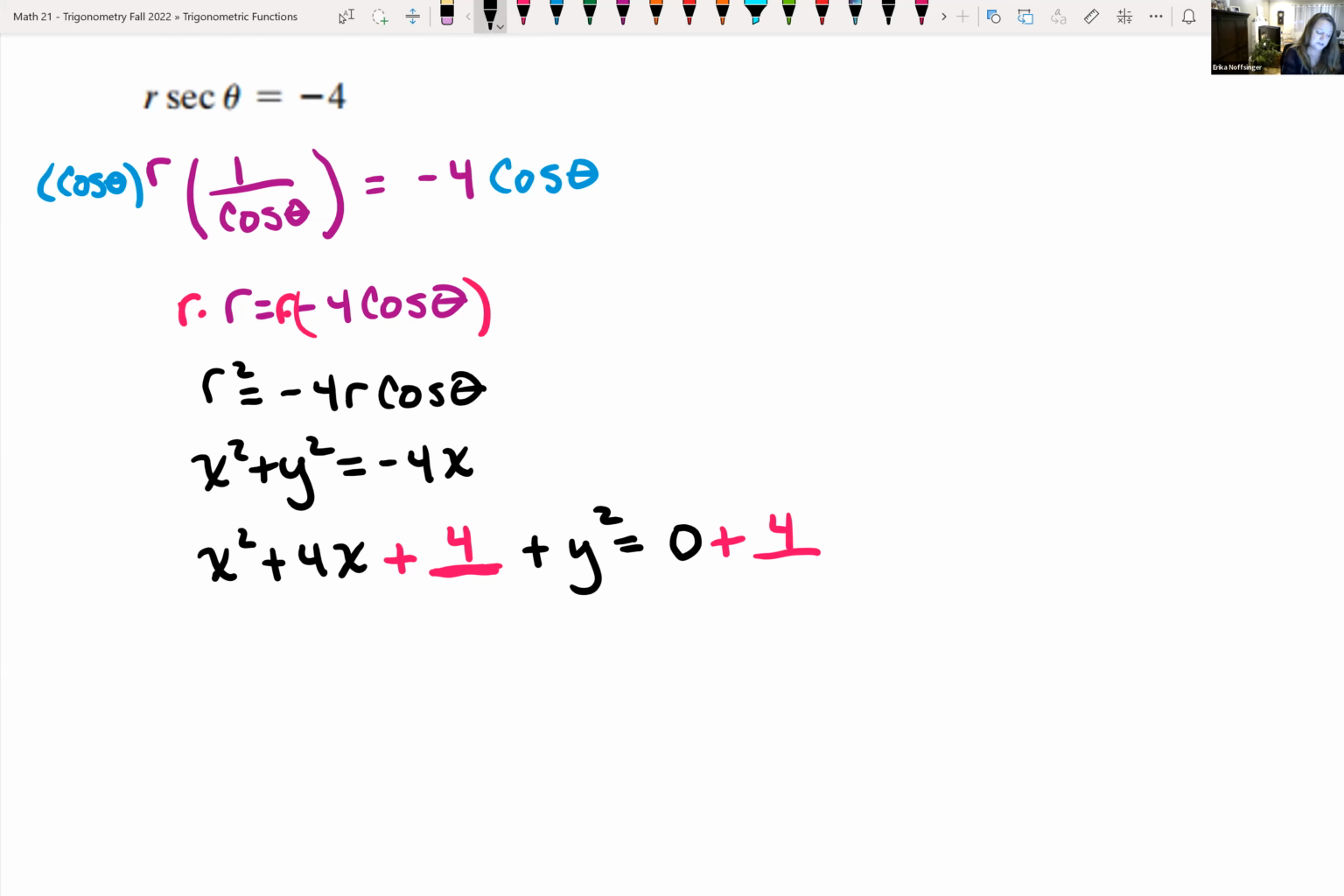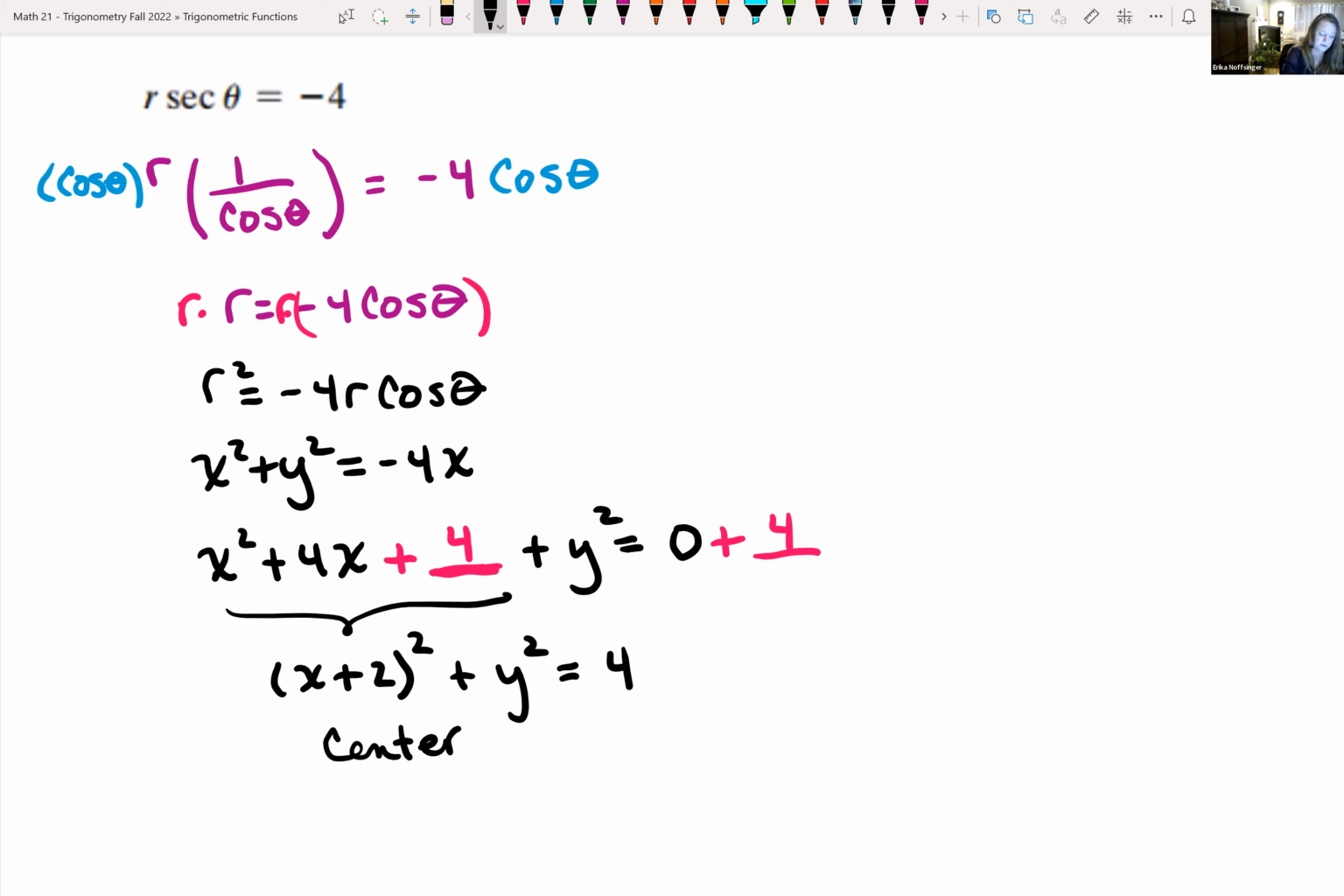So I have x squared plus 4x plus 4, which is a perfect square. The same number I multiply to get 4 and add to get 4 is 2. So that can be rewritten as (x plus 2) quantity squared plus y squared is equal to 4. So now I can tell that my center is at negative 2, 0, and my radius is 2.